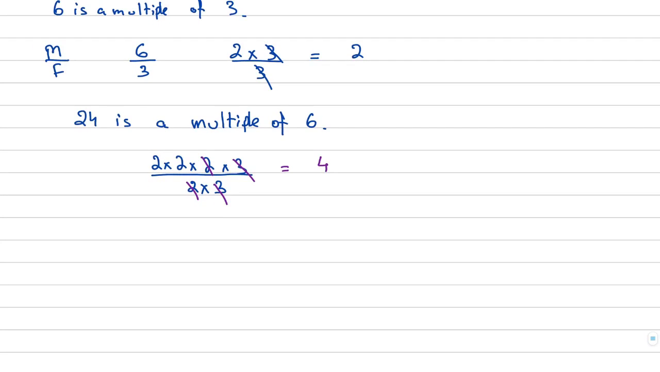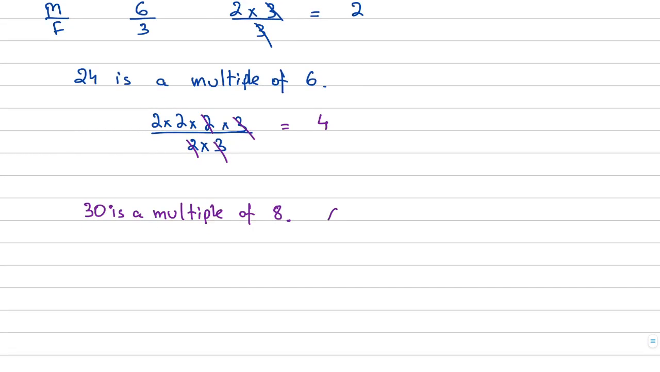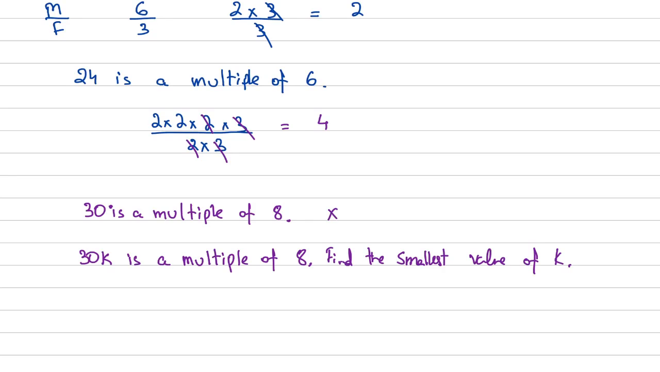Now if I say that 30 is a multiple of 8, we can see that this is clearly not correct. This is an incorrect statement because 30 is not a multiple of 8. We cannot divide 30 by 8. However, if I allow you to multiply 30 by a certain value, which is k, and I tell you that after multiplying by that value, 30k is a multiple of 8, and I tell you to find the smallest value of k. Now how can we do this?